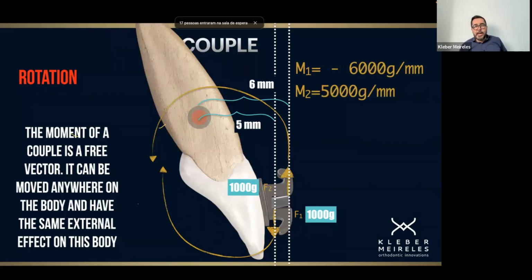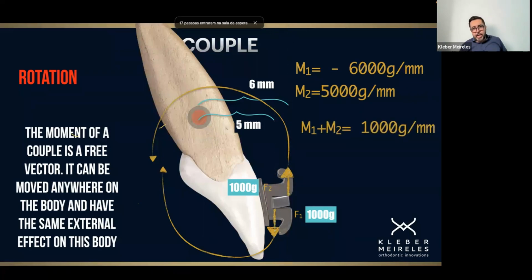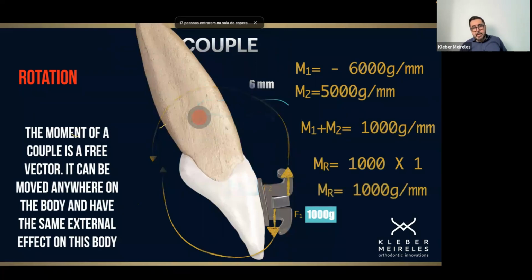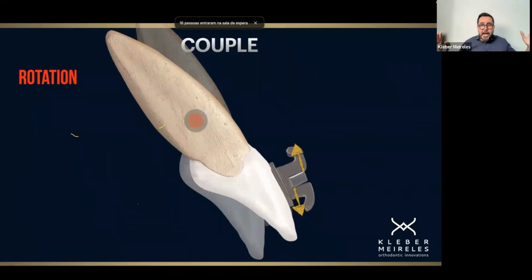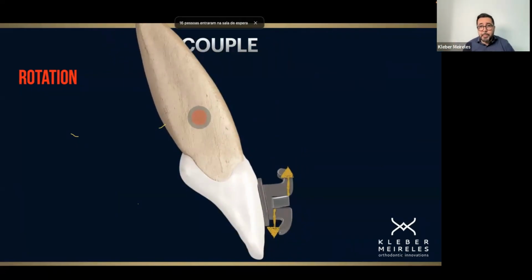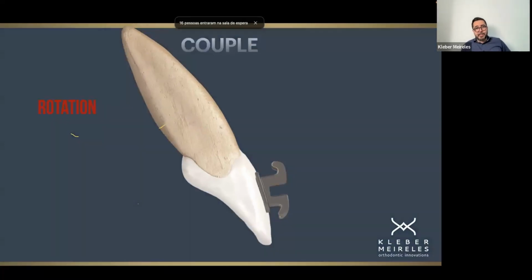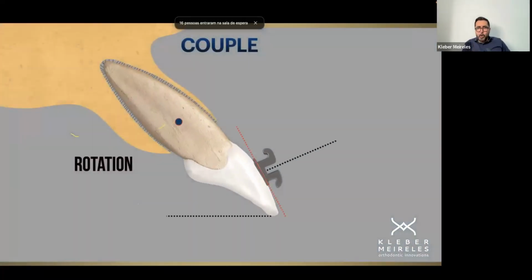So when I apply a couple, I'll have the center of resistance being the center of rotation. If I do the math here, I'll see that this is true, okay? But it will happen in a free body, free in space. But we are not applying this in a free body, free in space. Do you agree with me? No, we don't. So is that true that we have a pure rotation when I apply a couple?